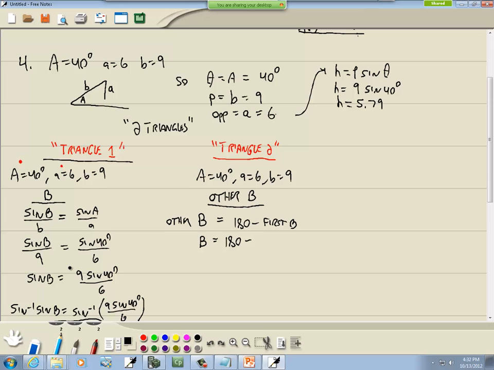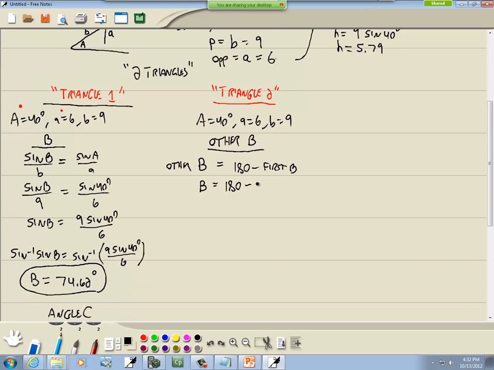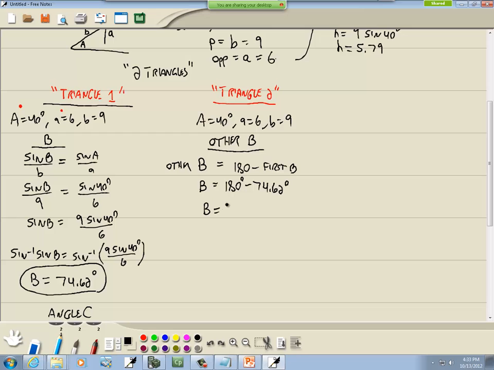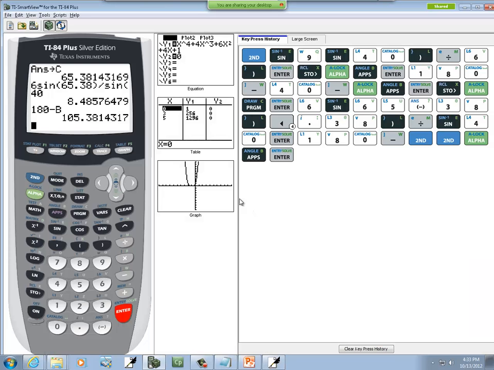Well, over here, what did we say B was? 74.62 degrees. Well, this is an approximation, so keep that in mind. I don't want to go with that. We'll talk later about why it is 180 degrees minus that, but I've got that in my calculator, don't I? I stored that in B. Remember up here when I stored it in B? So if I do 180 minus B, which is alpha apps to get B, and then push enter, we get our other B is 105.38.